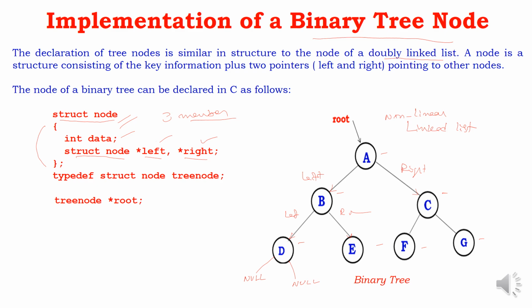Then instead of using two words, we can redefine struct node as TreeNode. From here onwards, we can declare a variable with just TreeNode, where TreeNode is struct node. So here is the variable declaration of a binary tree: TreeNode *root. Root is your binary tree. Its type is TreeNode. What is TreeNode? Struct node. What is struct node? It contains three members: data, left, right.